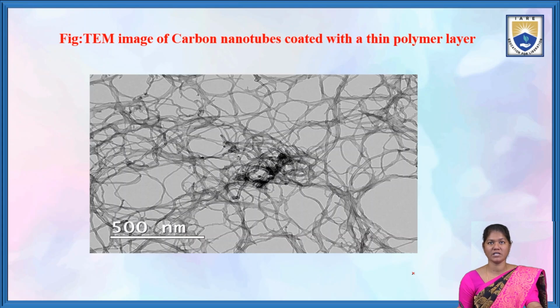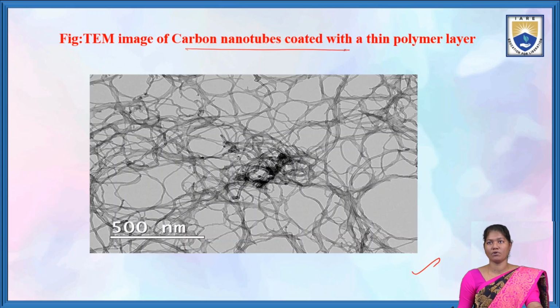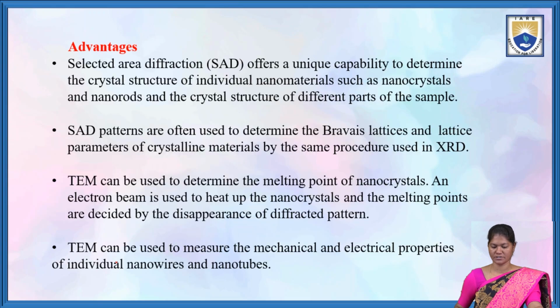So, this is the image taken by the TEM, the transmission electron microscope. This image shows carbon nanotubes coated with a thin polymer layer, with a scale of 500 nanometers.